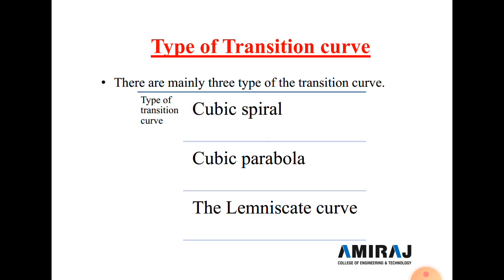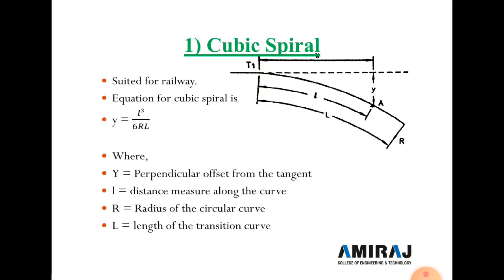length of the transition curve. Now the next important topic is the types of transition curve. So there are three main types of transition curve. First is the cubic spiral transition curve, then the cubic parabola, and the lemniscate curve. So these three types of transition curve are generally used in a highway network, railway network, or road network.